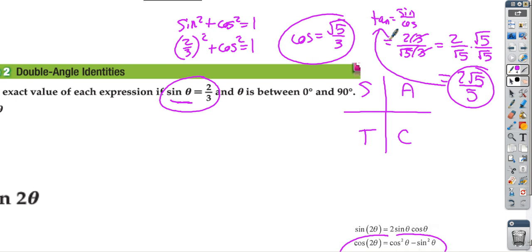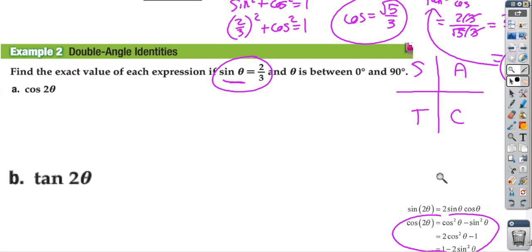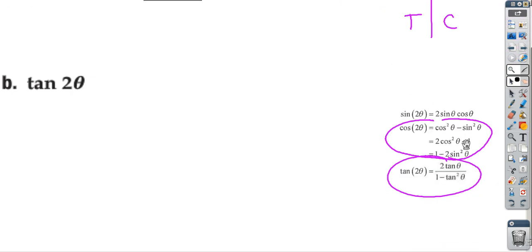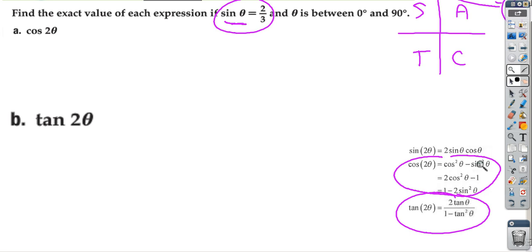So we have cosine, we have tangent. Now we can start to use that. So it says find cosine of 2 theta. Well, again, remember I told you before that there's 3 different versions of cosine. Which one do you want to use?